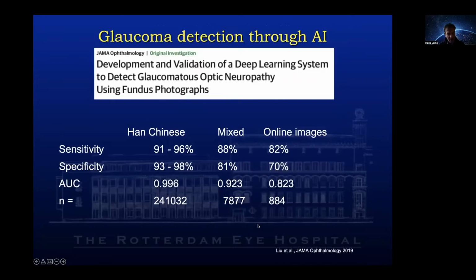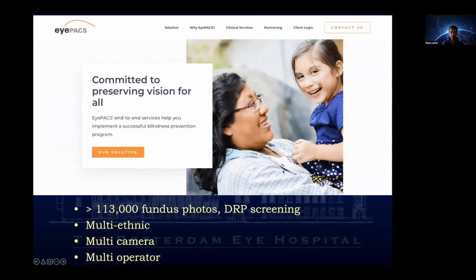Is this realistic? Well, I think it is realistic. I'd like to show you that there was an interesting study performed in China where fundus photographs were used to train artificial intelligence to detect glaucoma. And it performed in Chinese with a high sensitivity, high specificity. But when the same AI was applied to different data sets of different ethnicity, the performance dropped considerably to a useless level, really.